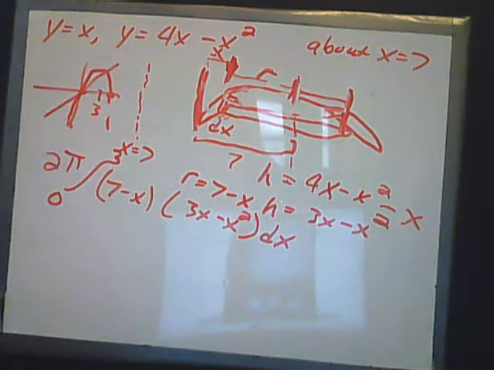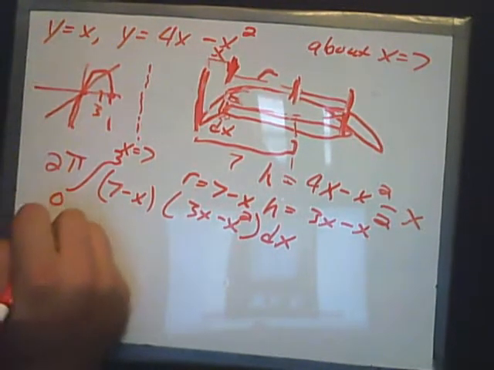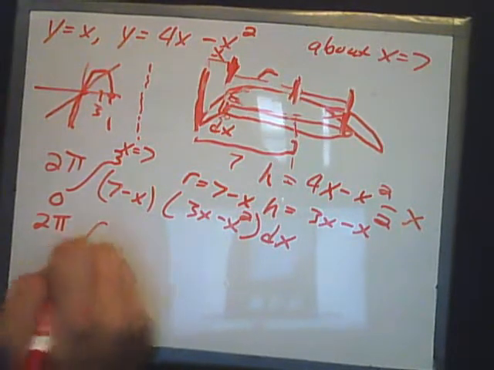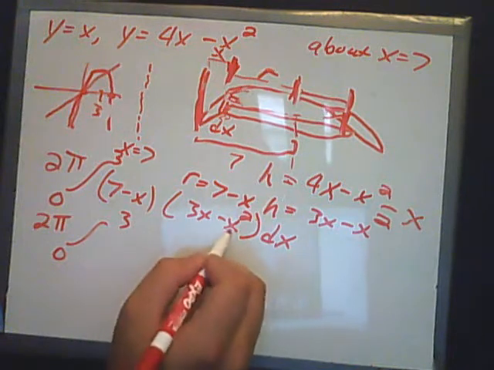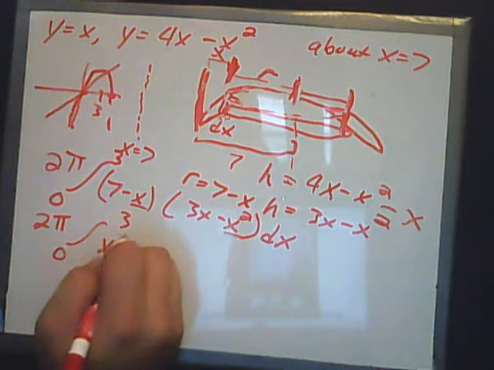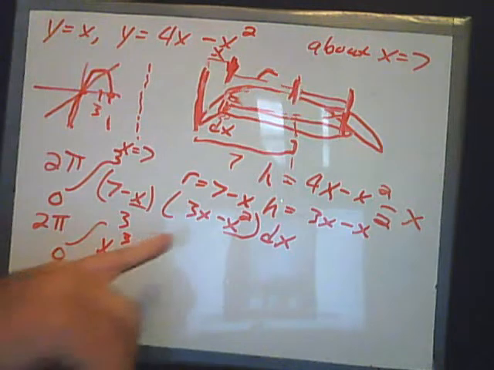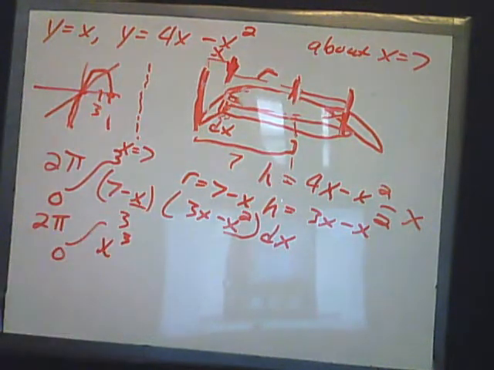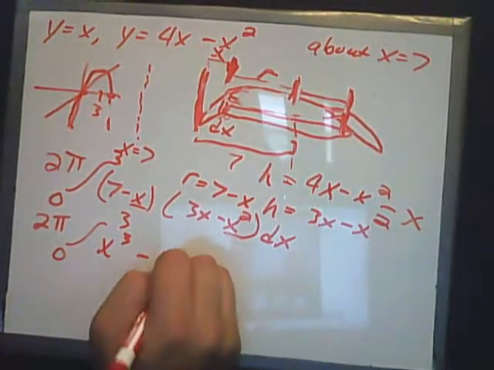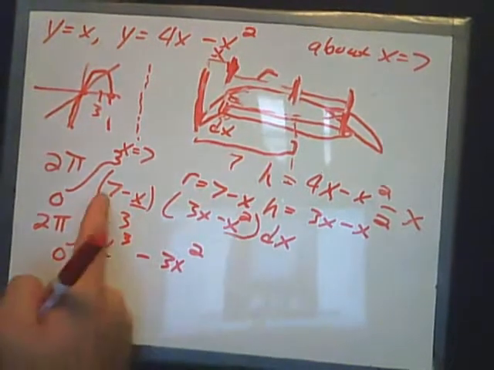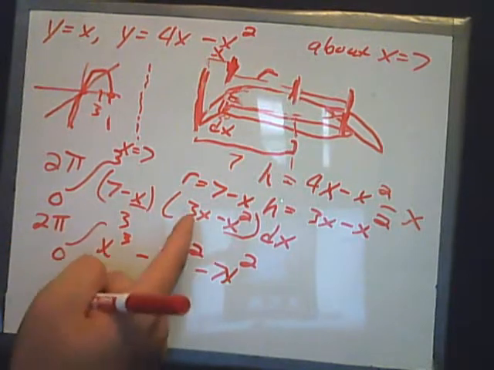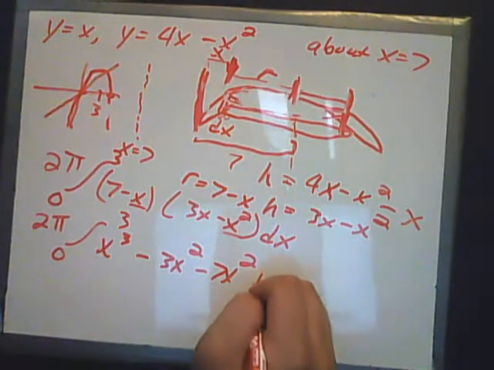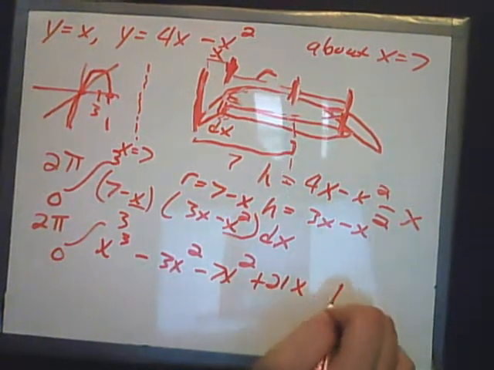Now, the reason this is a little bit tougher is because we have to FOIL this together first, so it'll get a little ugly. This becomes 2 pi from 0 to 3. If we FOIL these through in order, we've got a negative x squared times a negative x, which gives us a positive x cubed. We've got 3x times negative x, which gives us minus 3x squared. Here we have minus x squared times 7, which gives us minus 7x squared. We also have 7 times 3x, which gives us plus 21x. And this is all dx.